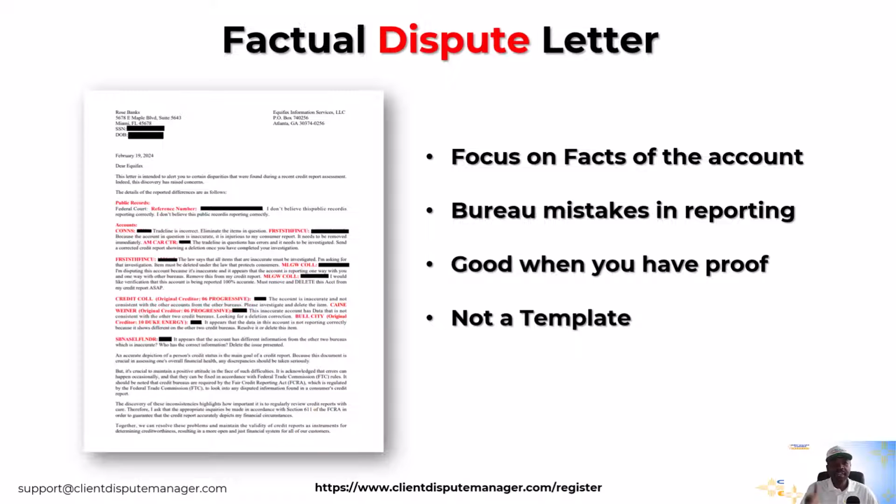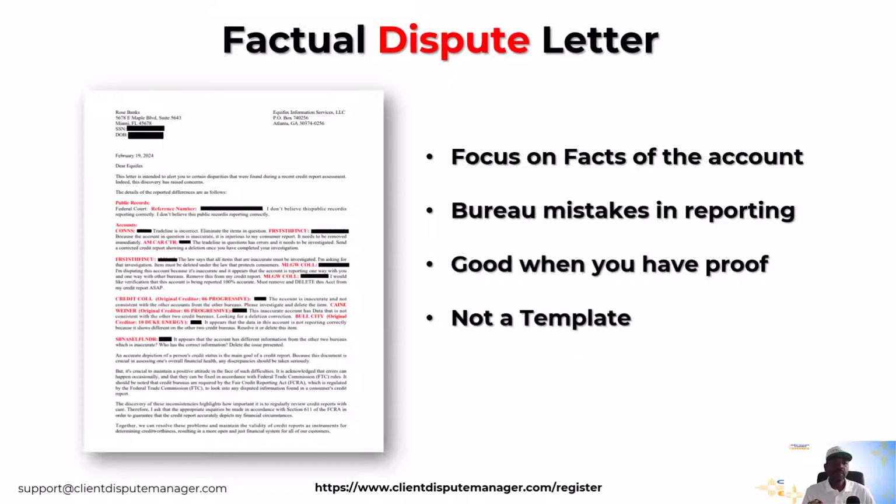You're drafting a factual dispute letter to pinpoint, to isolate, and to tell the credit bureau that this is wrong, this is inaccurate, this is the wrong date of last activity, this is the wrong open date, this is inconsistent, this is a violation. This is what we call factual dispute based letters.